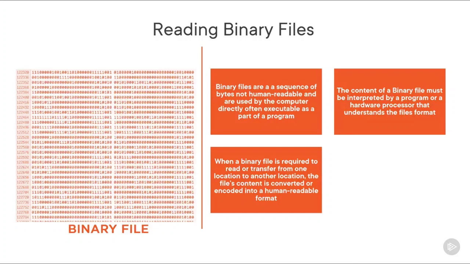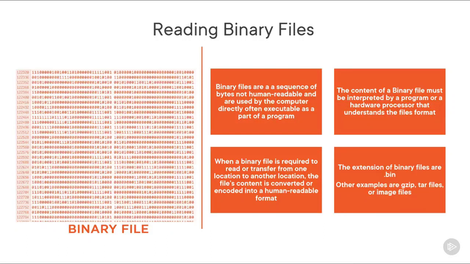Now, when a binary file is required to read or transfer from one location to another, the file's content is encoded into human readable format. Now, that might be a binary file that's not executable, but it could be something like an archive file, right? A .tar or gzip or even a .zip.